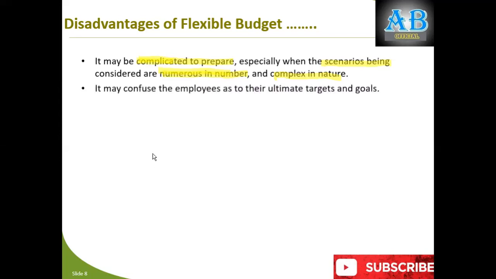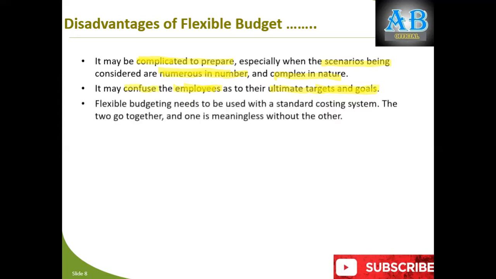So when you have different scenarios, it is a matter of confusion for your employees. So which activity level is their ultimate target or goal? What they are supposed to achieve? They have confusion about that thing.